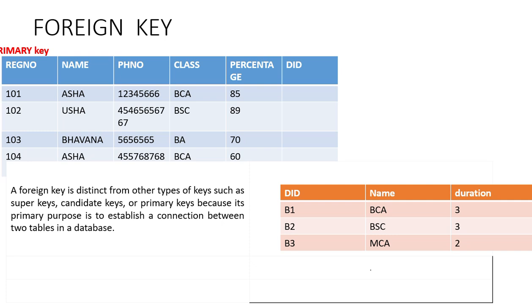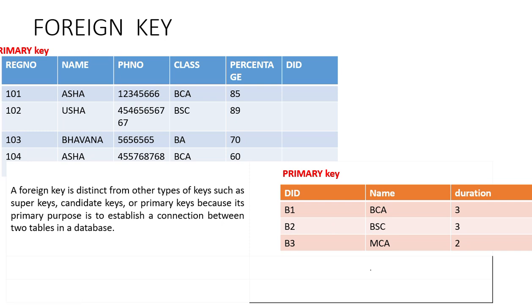So whatever table I am using, there should be a primary key. I have to declare the primary key for this table. So I have declared register number as a primary key in this table. Similarly in this table also I have to declare the primary key. Now both the tables have the primary key. So assume that this is a student table and this is a department table. So which department, which students that we are going to use.